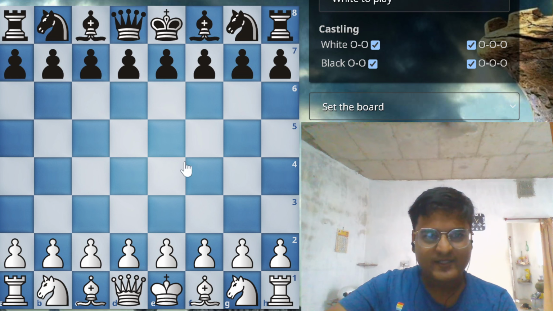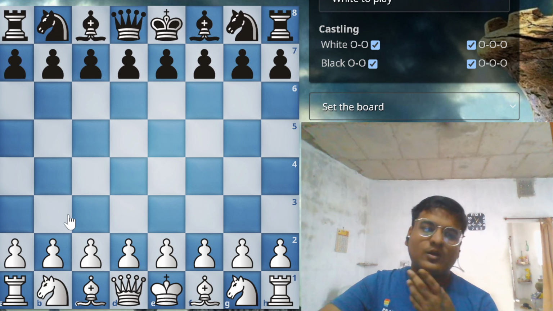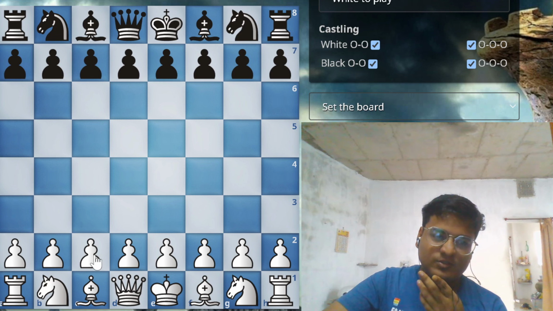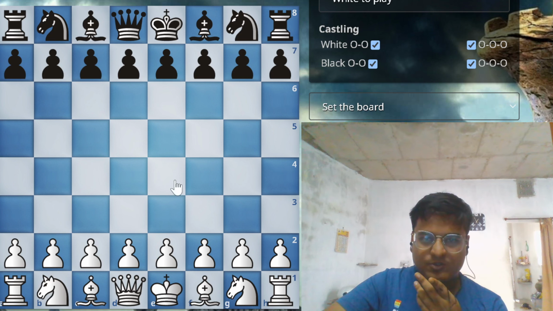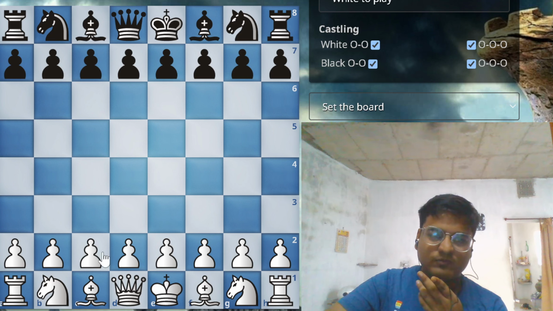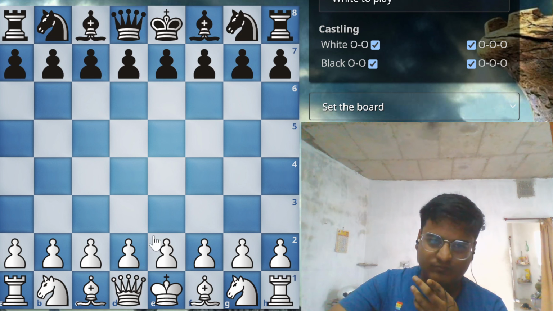You have 32 pieces on both the sides, 16 pieces each side. So we have 8 pawns, we have 2 horses, we have 2 camels and we have 2 elephants. So these are the names of the pieces and we have one queen and one king. So how to play, how to move these pieces?